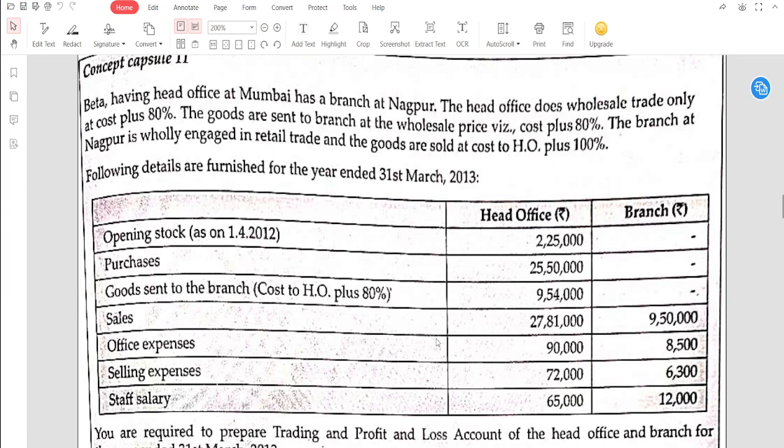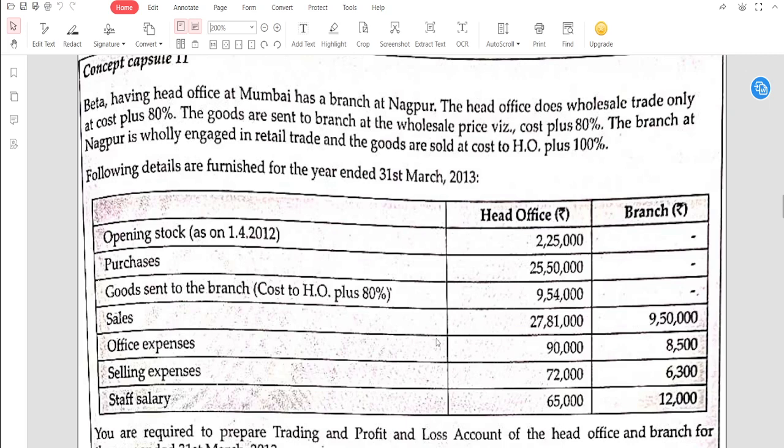Beta having head office at Mumbai has a branch at Nagpur. The HO does wholesale trade only at cost plus 80%. It means when head office sells any goods at a wholesale price, it will sell at 180 rupees. The goods are sent to the branch at the wholesale price which is cost plus 80%. So when goods are sent to the branch, it will be at the wholesale price. It means the head office sells the goods at wholesale as well as sends the goods to the branch at wholesale.